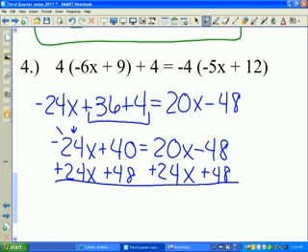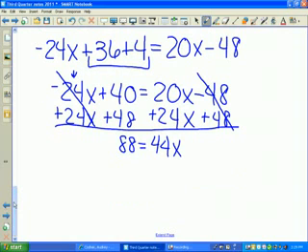So what can we cross out? We can cancel out the 24x's, and we also can cancel out the 48's. So now, 40 plus 48 will give me 88, equals 20 plus 24, which is 44x. Do not forget to bring your variables down.